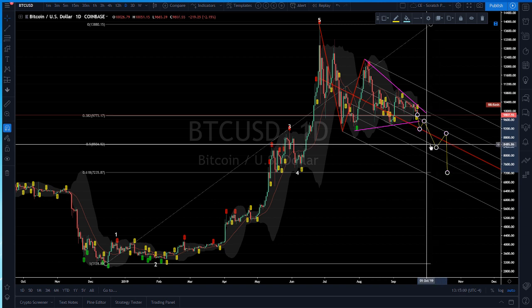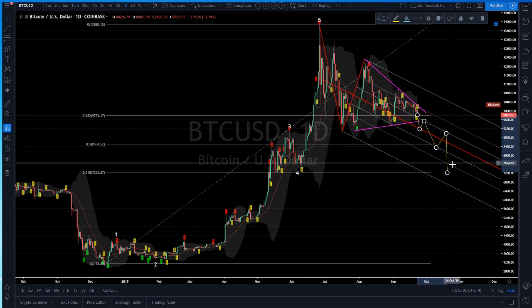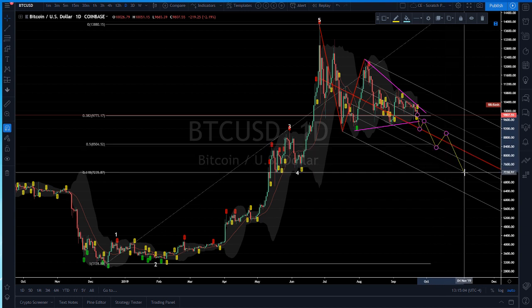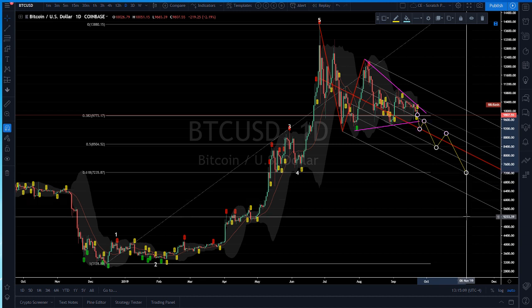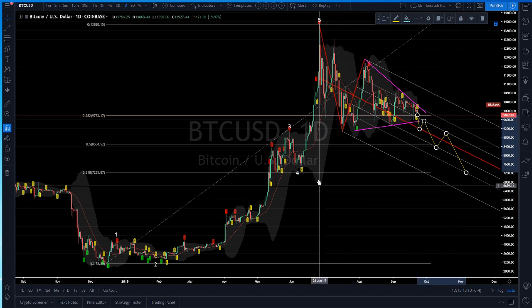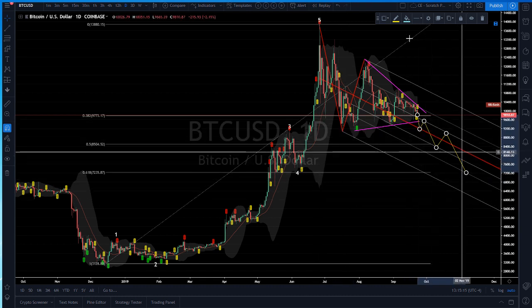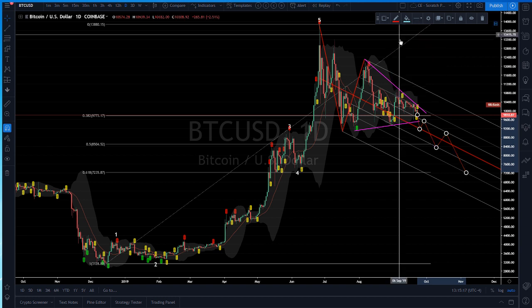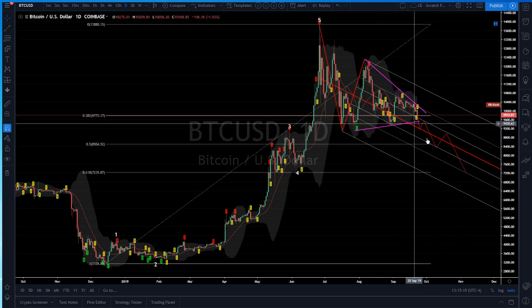I do expect there to be a significant reaction at 8,500, so I would be looking to pick up a long position in that area. But right here, this is where I'm going to be looking, and we're looking at November. Potentially November for us to go down to 7,235 if we resolve in this downward direction. And I say a big if there. So this is our bearish scenario.